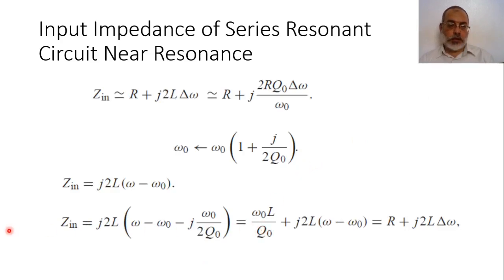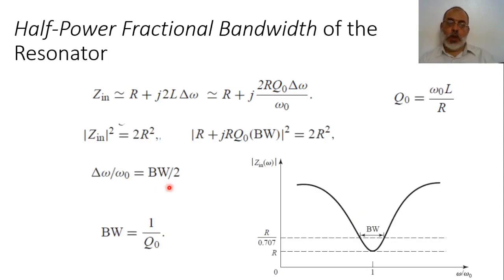So this means that if we use the complex frequency domain, we change omega naught to omega naught multiplied by 1 plus J over 2 Q naught, this term. In this case, the input impedance would be presented only in terms of the inductive part, which is J2L delta omega, which is omega minus the complex omega. Right? Okay.